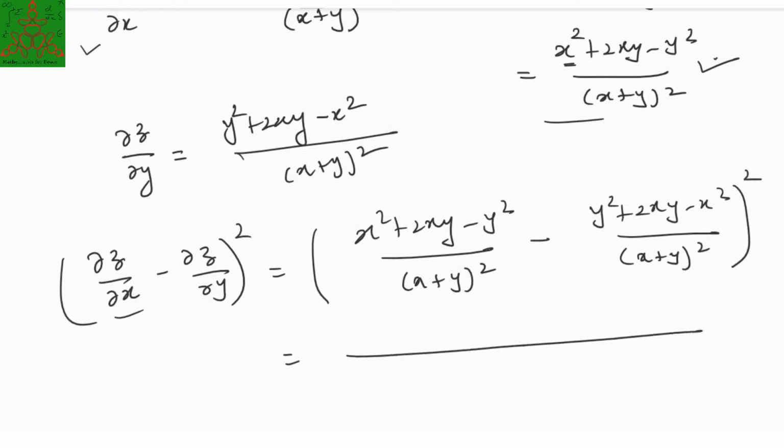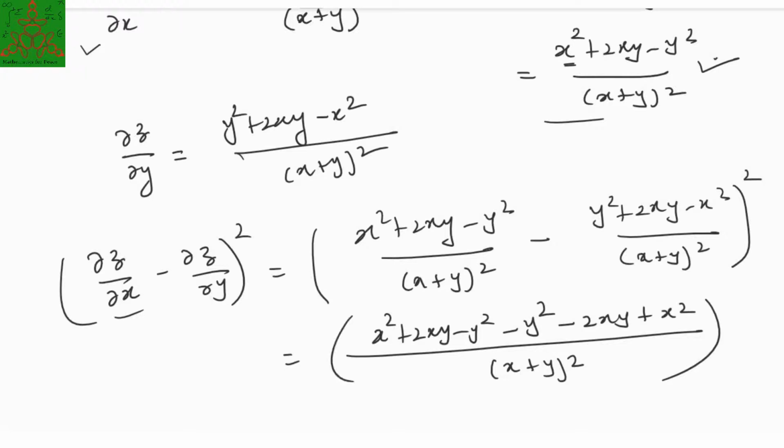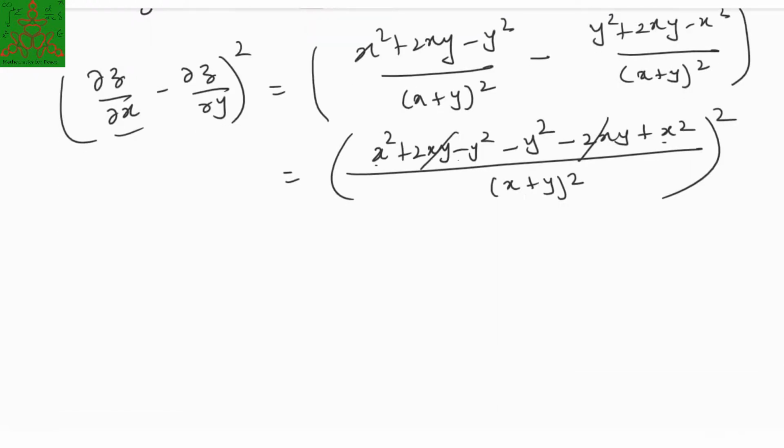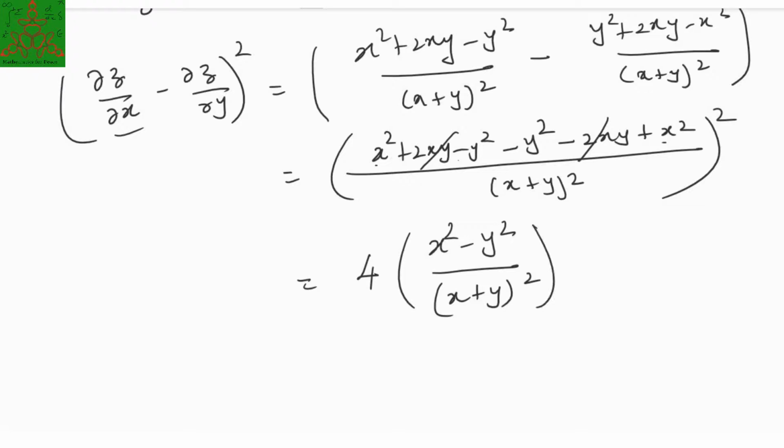Now if you take the LCM, you will have (x + y)², and it is (x² + 2xy − y² − 2xy + x²)² there. Now you just observe this 2xy will get cancelled out, and this x² + x² will become 2x², and y² − y² will become −2y². So you will have finally 4 times, because it is a square, ((x² − y²)/(x + y)²)² and whole power square there.